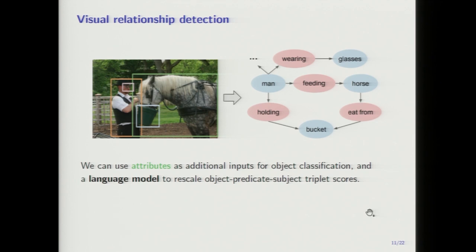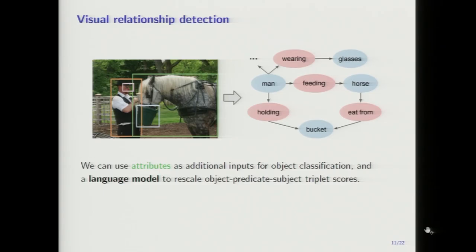So these blue things are the objects, and then the red things are the relations between them. And what we're currently also looking at is to inject these ideas of attributes as additional inputs. And then also what is quite useful is to use language models to help with this task. So for example, if we can train some sort of model on language, we could say that it's quite unlikely for a horse to be feeding a man. So if our system thinks that, then we should tell it, well, you better be very sure about that. So that's the idea of rescaling these triplets.